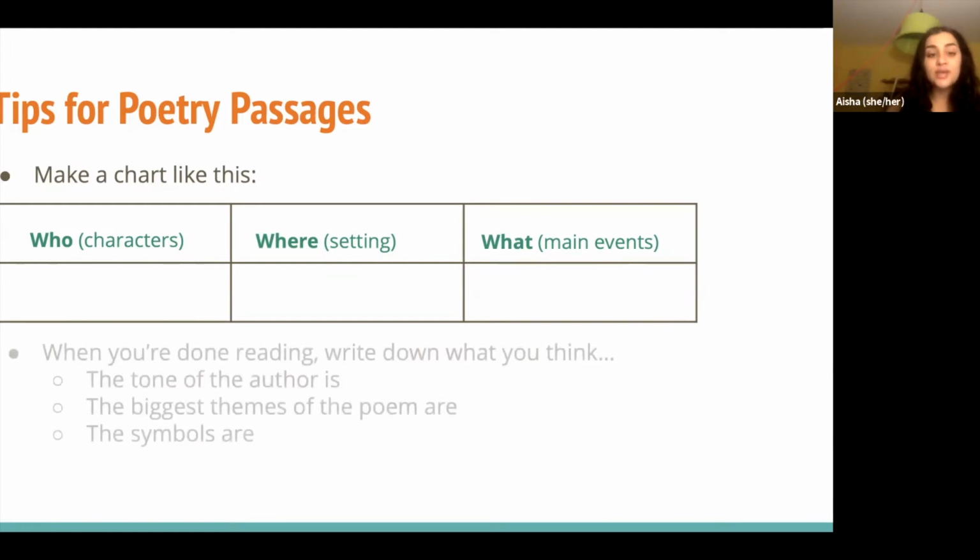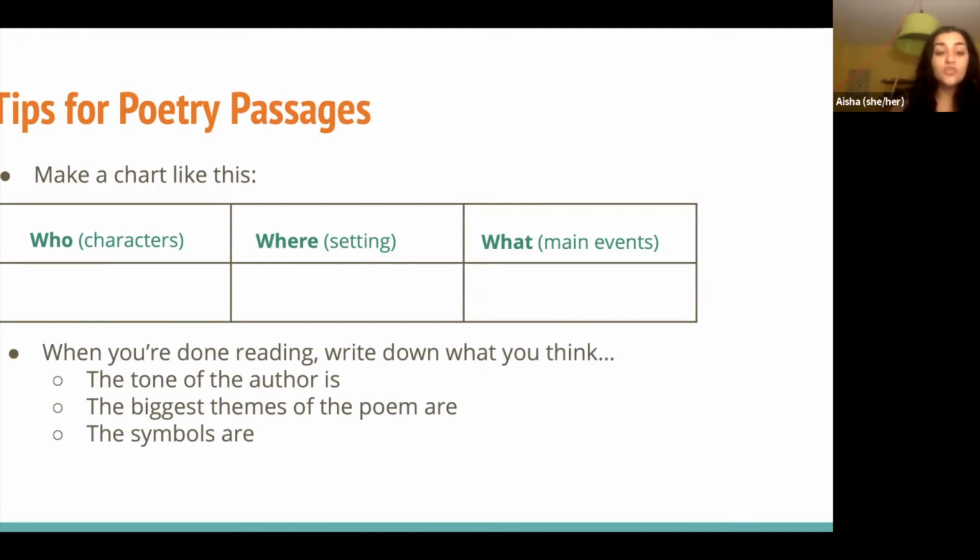Our second and biggest tip is when you're done reading the poem, write down what you think the tone, the theme, and the symbols are. Most poetry questions will ask about those 3 things, and so if you have those 3, the question should be pretty easy. We're actually going to go over some function questions today, but if you had a hard time with questions that we're not going to cover, shoot us an email and we'll cover them in the next video.